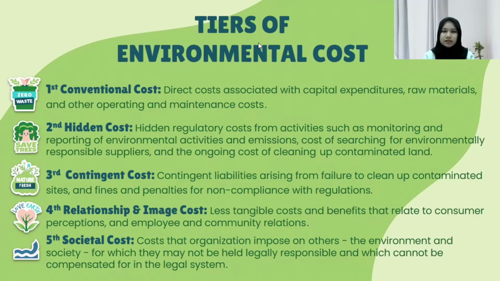And the second stage is hidden costs. It refers to hidden regulatory costs from activities. For example, the cost of monitoring and reporting of environmental activities and emissions, the cost of searching for environmentally responsible suppliers, and the ongoing cost of cleaning up contaminated land. The third stage is contingent cost. It is liabilities incurred due to failure to clean up contaminated sites and fines and penalties for non-compliance with regulations.